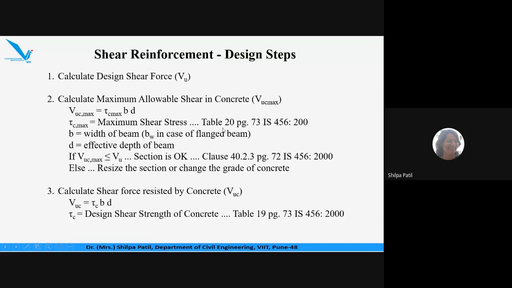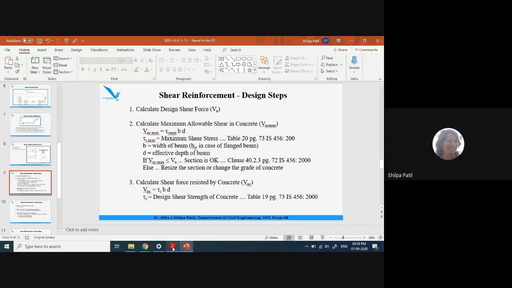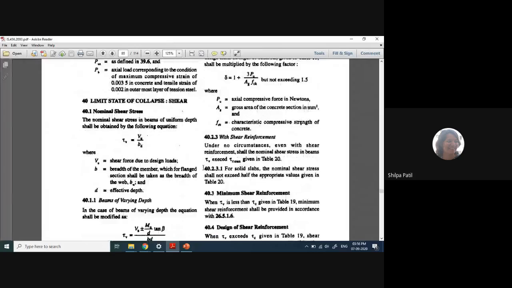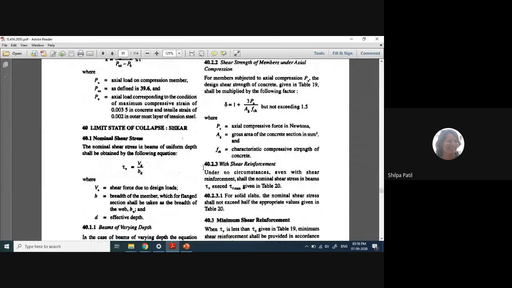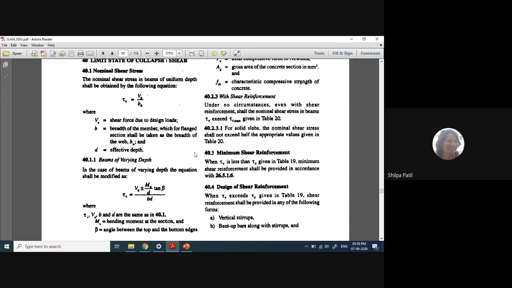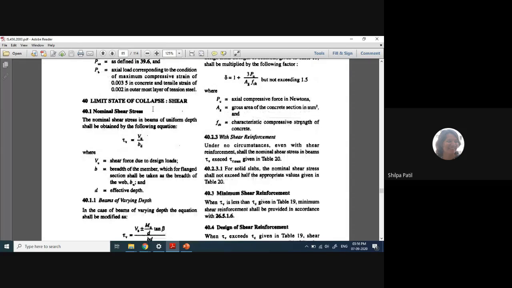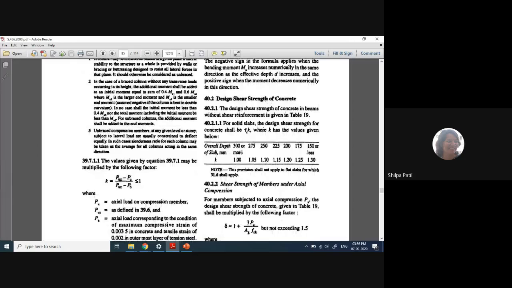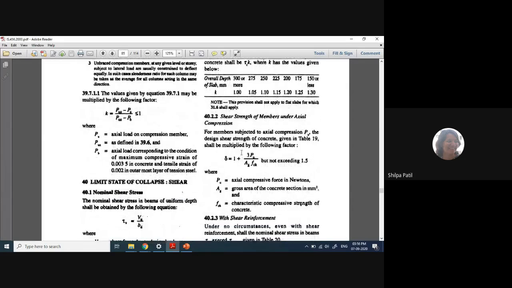Now, what is tau c max and what are the values of this tau c max? It is given in Table 20, page number 73. So now all of you just open IS 456 and open page number 72, clause number 40. I hope everybody has a soft copy or hard copy of the code. Everybody open page number 72 and clause number 40. Clause 40 discusses the limit state of collapse for shear, and all the various formulas and values in tabular form that we will require will be available in clause number 40.